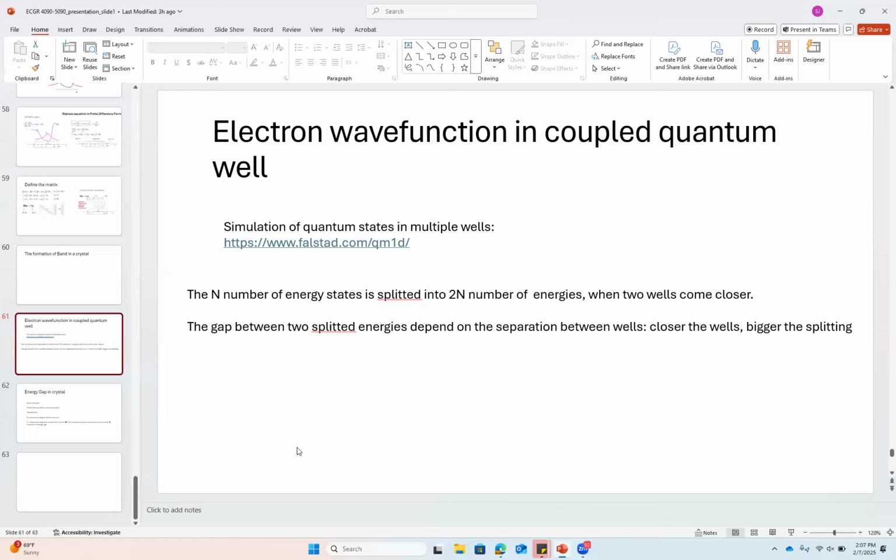So when we try to solve a system where there are two potential wells, the wave functions would also change a little bit. You will see that while the wave function of an individual, isolated well has a certain form, if you bring another well close to it, this wave function is going to change a little bit. And the amount of change depends on how close these wells are.